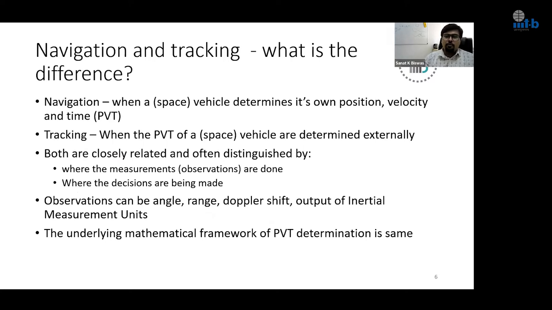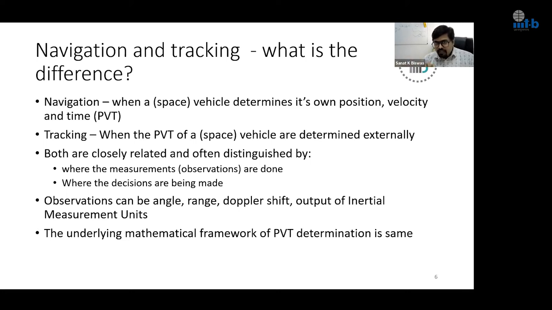Let's go to the main topic of the discussion, that is navigation and tracking. First I'll focus on what is the difference. In control, there's a tracking problem as well, but from this navigation perspective of determining position and velocity, this tracking is a little bit different. Navigation is when a vehicle determines its own position, velocity and time, and tracking is when the position, velocity and time of a vehicle is determined externally.